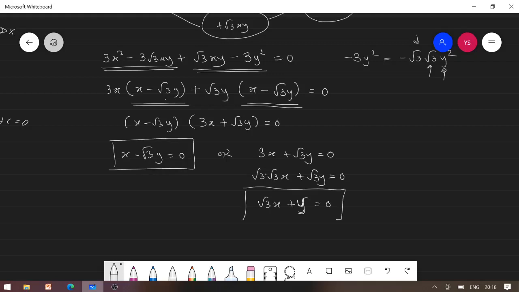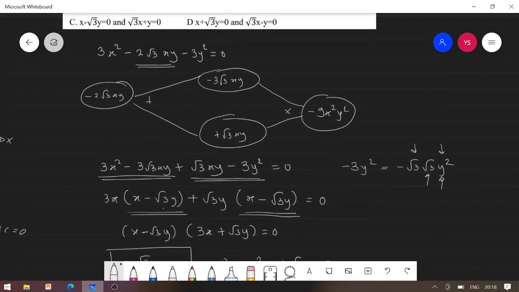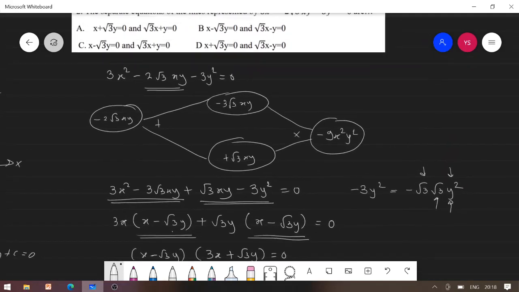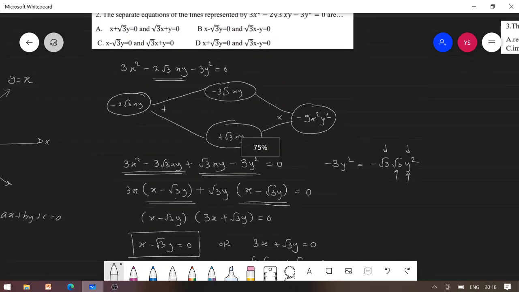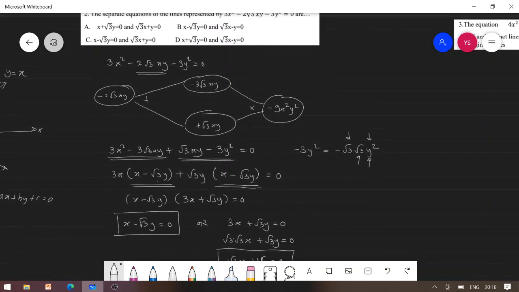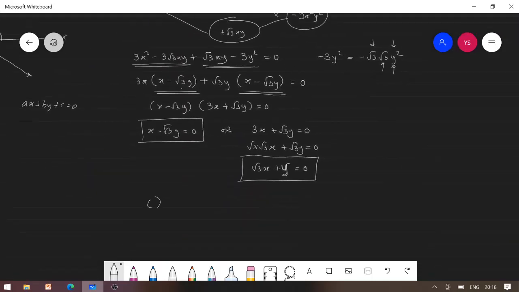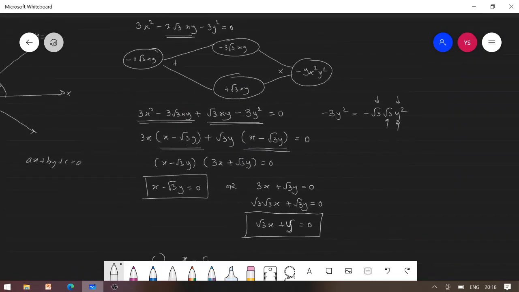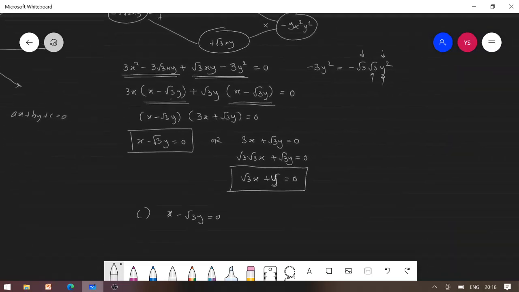Those are the required equations of lines whose combined equation is given by 3x square minus 2 root 3xy minus 3y square equals 0, and which is given as option C. So we have as option C, x minus root 3 times y equals 0 and root 3 times x plus y equals 0.